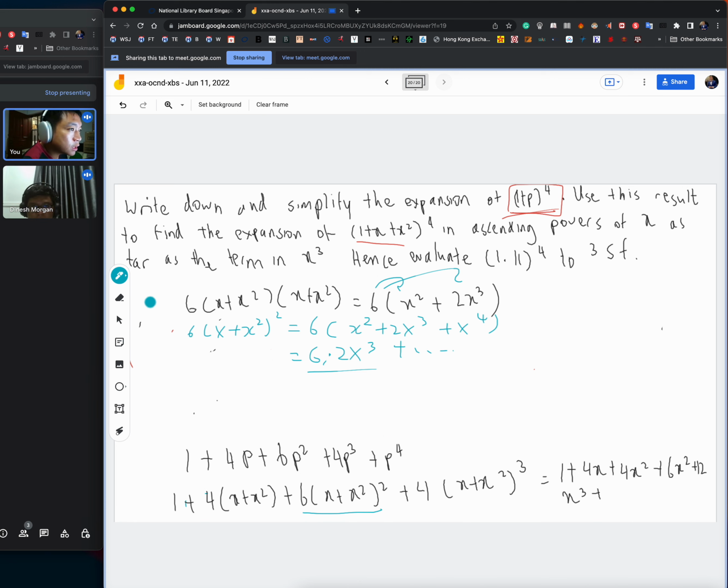Oh yeah, you need to take x square as well, because they say, as far as, okay, sorry. So that means x^0, x^1, x^2, x^3, yes, you're right. So you should take this one also, okay. There you go.